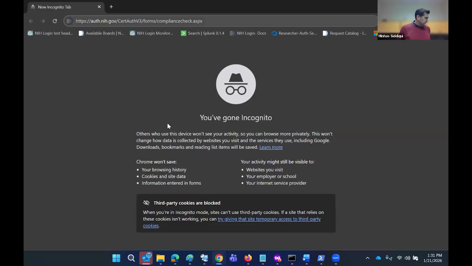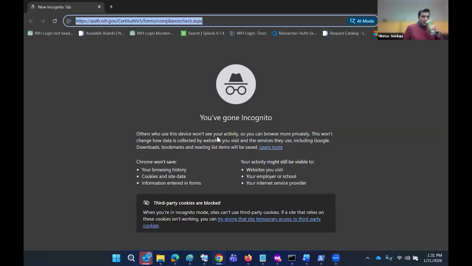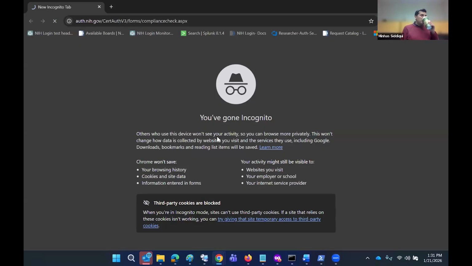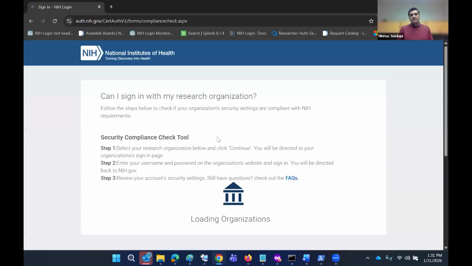Good afternoon, all. My name is Sandeep Satya Prasad. I'm the NIH login tech lead here at NIH, and I will be demonstrating a user login flow to the compliance check tool. So this is the compliance checkup page that we have developed, and it's going to load up all the EduGain organization list.